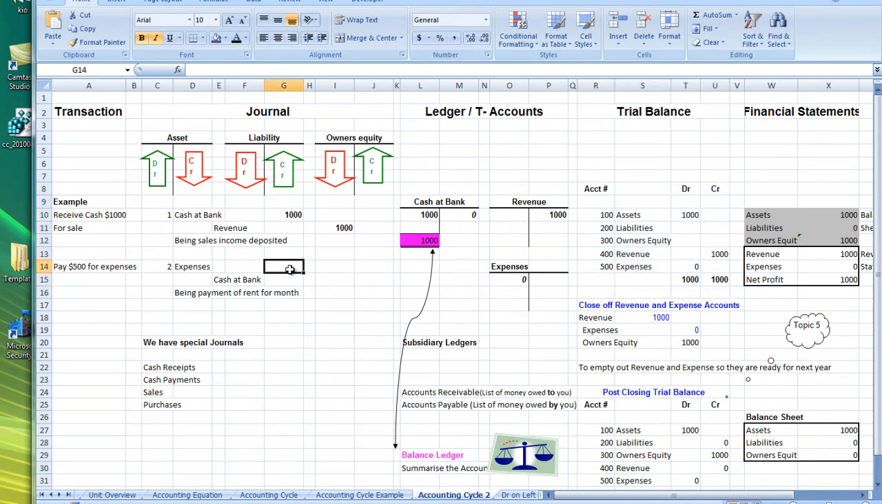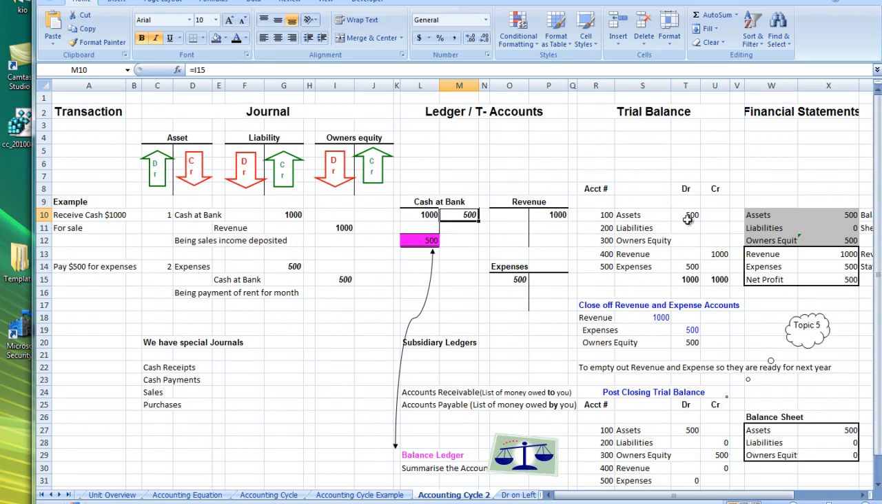The second transaction is expenses $500. So debit expenses, credit cash at bank, and we'll see when we did that debit expenses that we debited the expenses $500, and then we will see when we credited cash at bank, we now come up here and the credit is posted into the ledger.